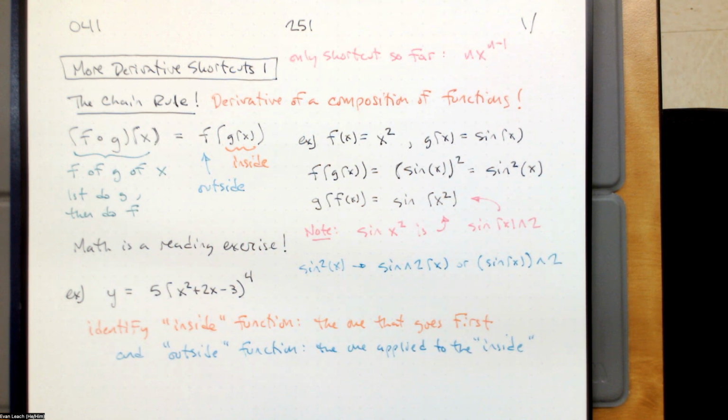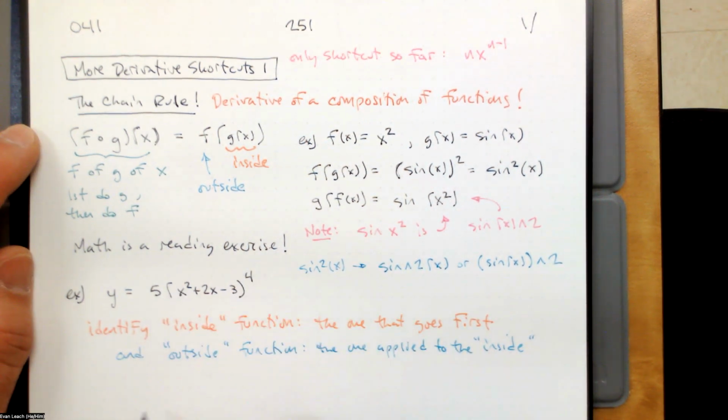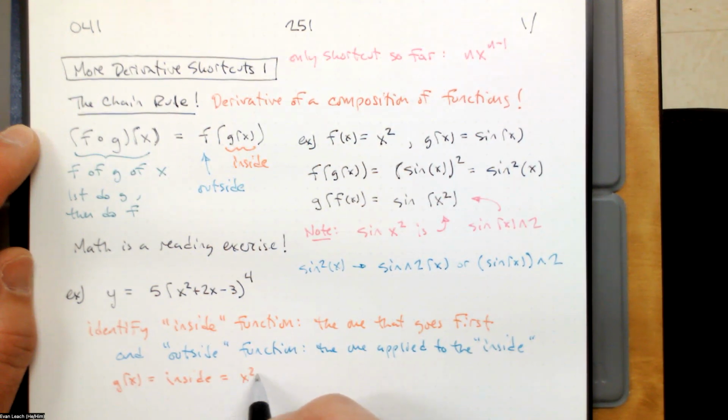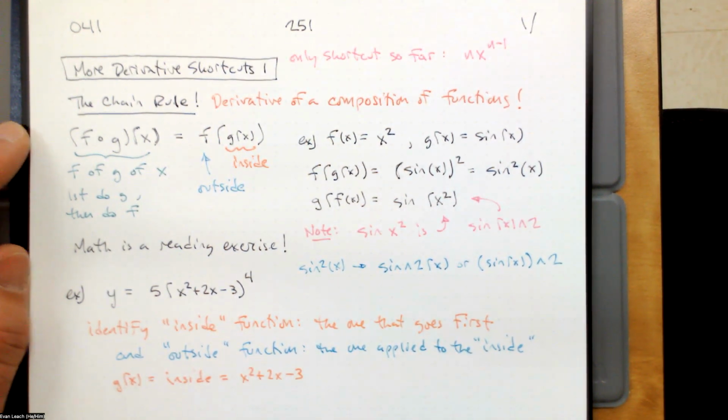So in this case, our inside function is the x squared part. If we were going to evaluate this function, the first thing we would do is drop it into x squared plus 2x minus 3, except for the two of you that have multiplied this out already. Then you do you. The first thing that happens is we do x squared plus 2x minus 3, and then we take the result of that and put it in 5 something to the 4th. So our g of x, our inside function, is the x squared plus 2x minus 3.